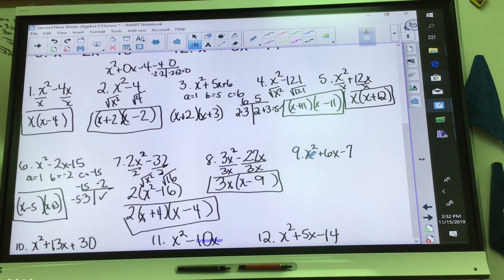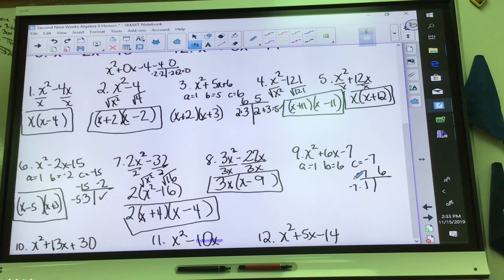Number 9. Do I have a greatest common factor? I don't know why I didn't make sure one of these trinomials had a greatest common factor. Shame on me. But I don't have a greatest common factor. A is 1, B is 6, C is -7. Factors of A times C, sum of B. So -7 times 1 is not it. I didn't think ahead, I just started writing.